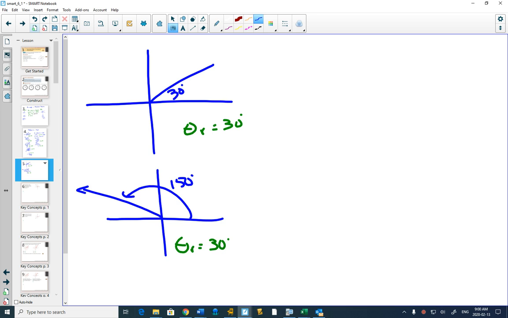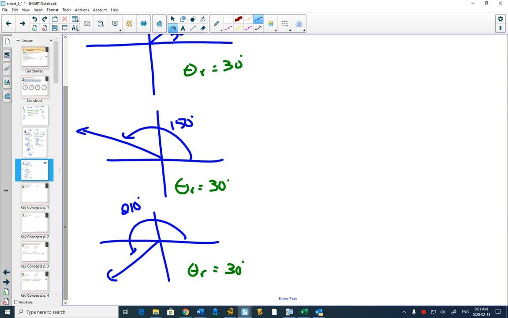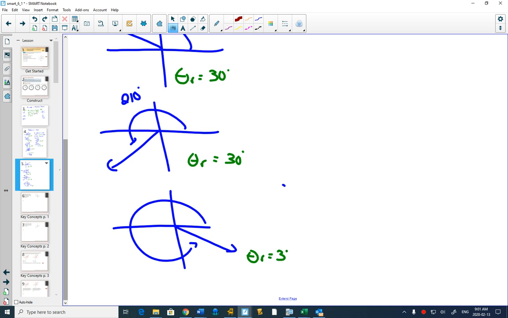150. If I would go to quadrant 3, and I also wanted a reference angle of 30 degrees, I'd have to go 180 plus 30, 210 degrees. And in quadrant 4, if my reference angle was 30 degrees, my angle would be 330 degrees.